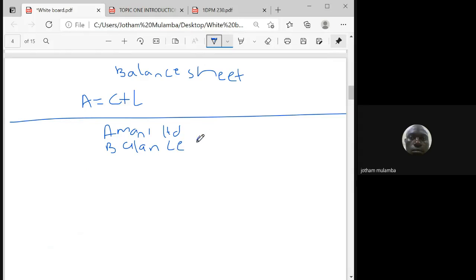Balance sheet as at 31st December 2016. So we want to see how that equation is actually applied in the preparation of a balance sheet.